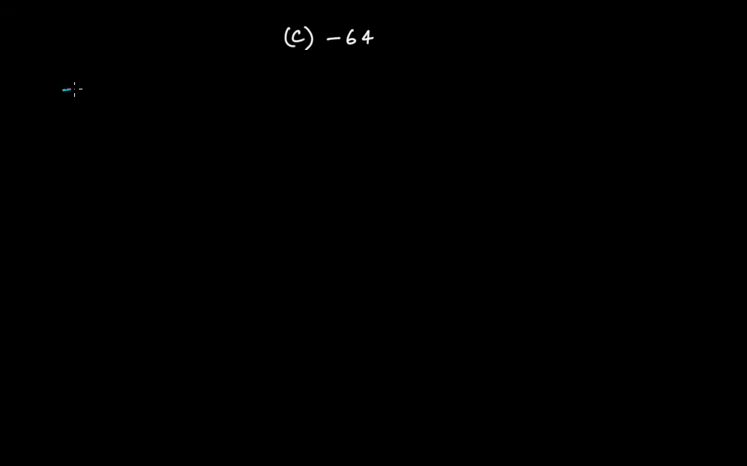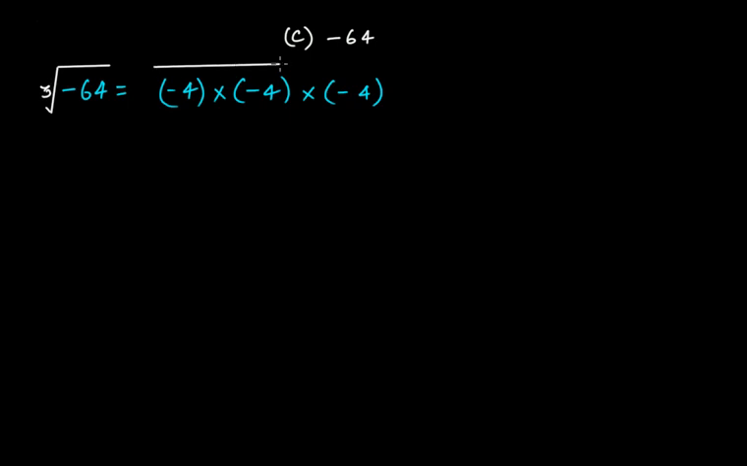In the same way, you have -64. So this -64 can be written as -4 multiplied by -4 multiplied by -4. -4 multiplied by -4 gives you 16. Multiplied by -4 gives you -64. So if you take the cube root of it, you get -4 because it's 3 times here.